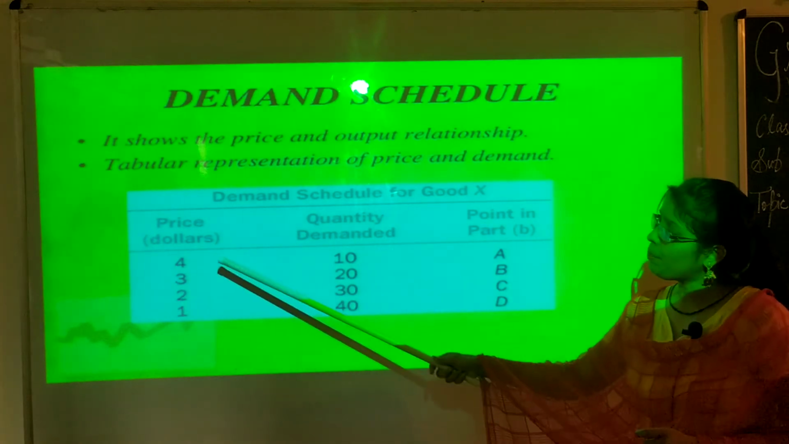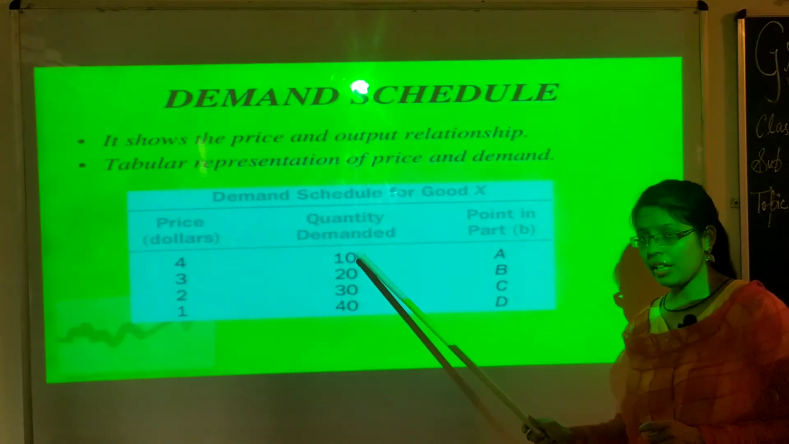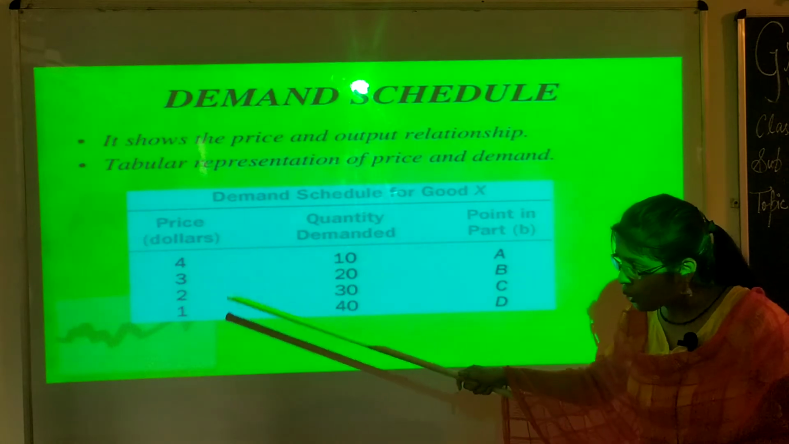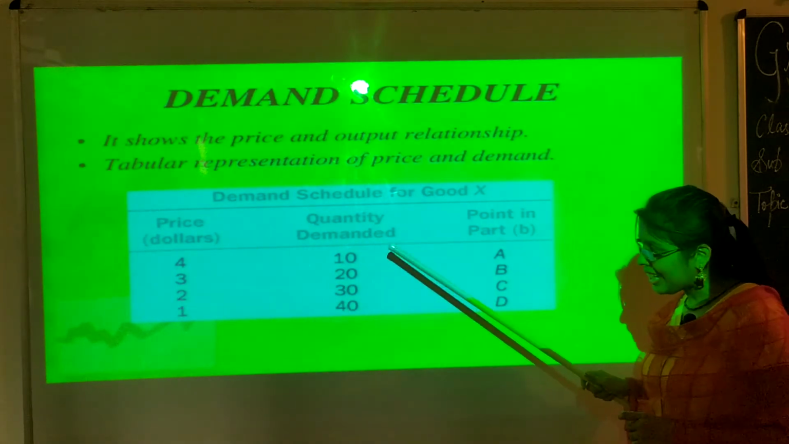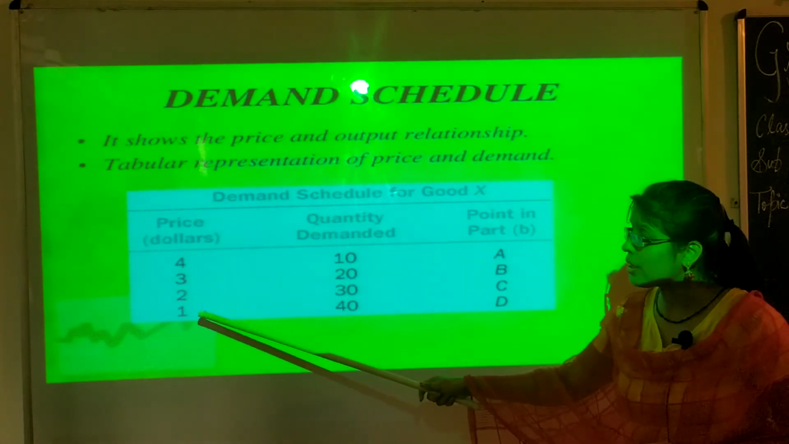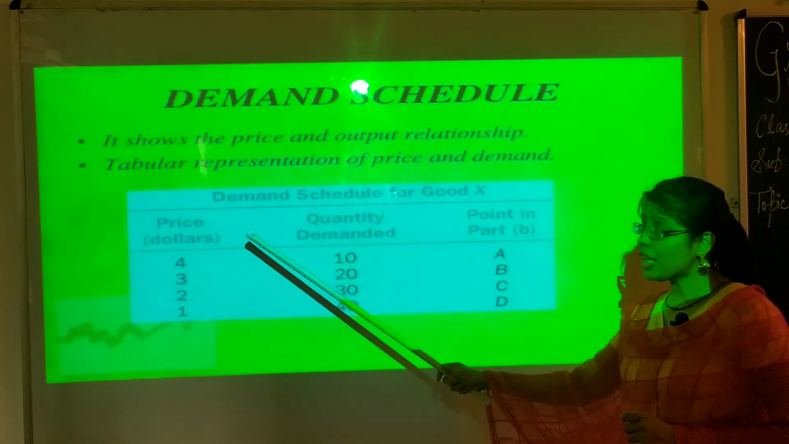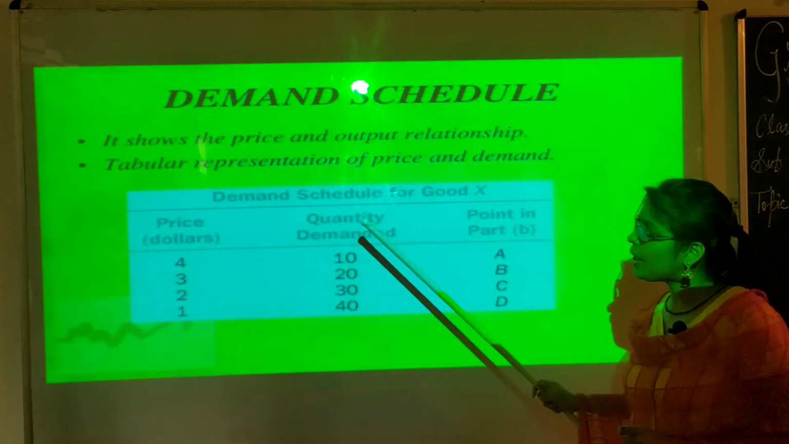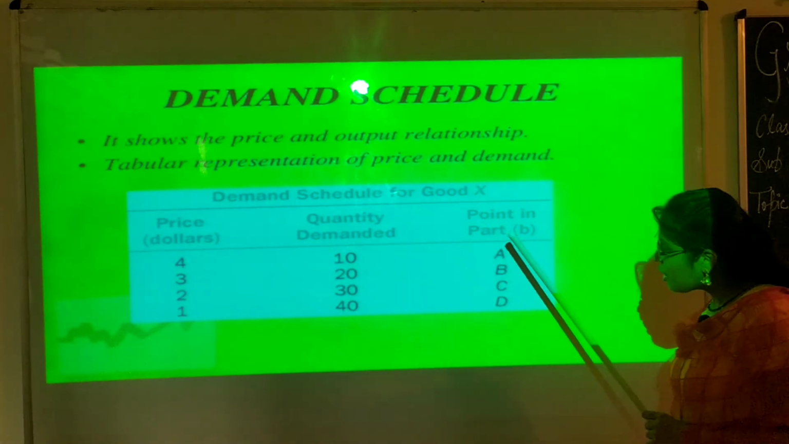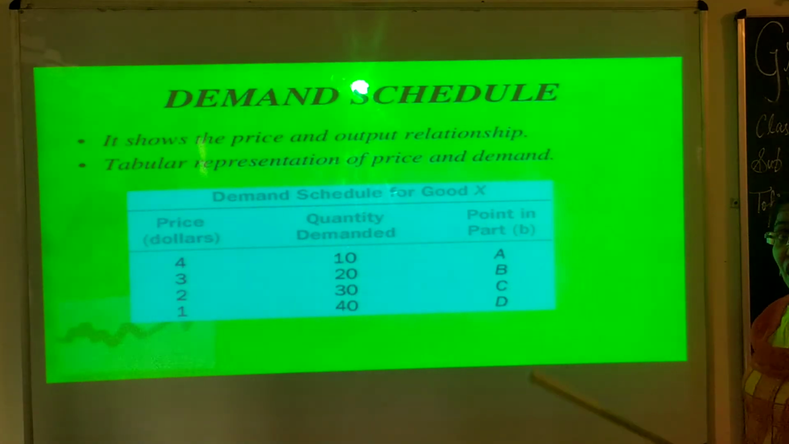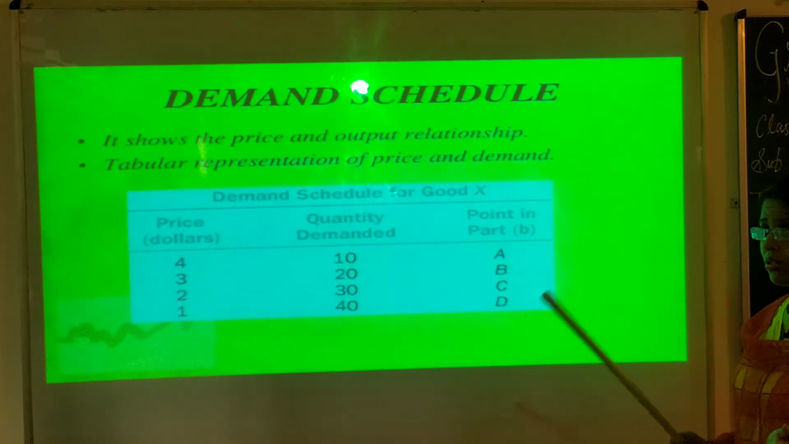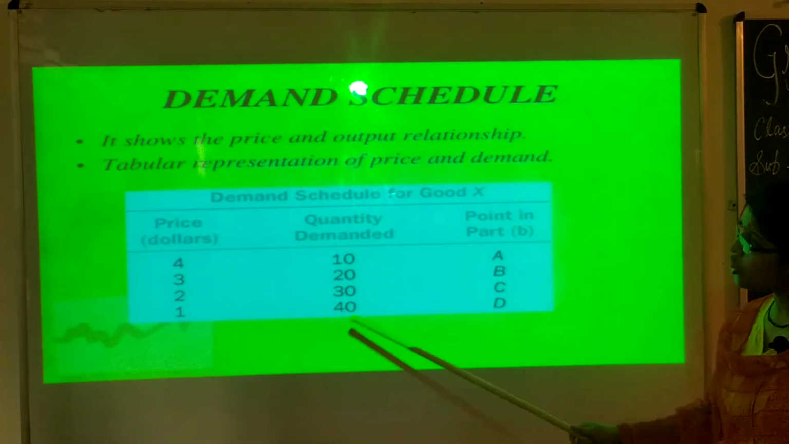It shows that when price is high, quantity demanded is less, and as the price gets reduced, quantity demanded gets increased. So when price was lowest, that was 1, quantity demanded was highest, that is 40, and when price was maximum, that is 4, quantity demanded was lowest, 10. So these are the points which you will see as a graphical representation. Now we are going to see the graphical representation of the same schedule.